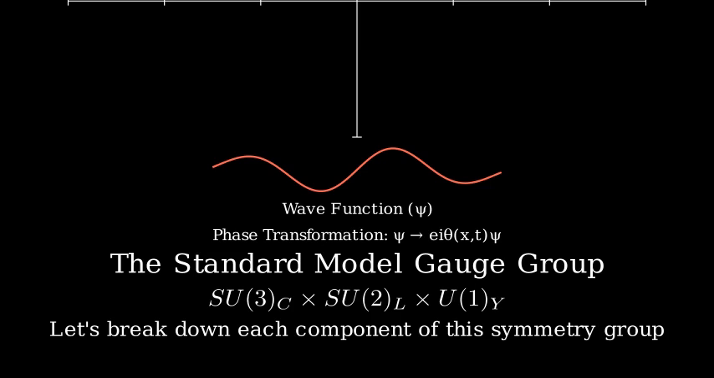This part of the Standard Model describes the strong force, which binds quarks together to form protons, neutrons, and other hadrons. The gauge bosons associated with SU(3)_C are the gluons. There are 8 different gluons that mediate the strong force. Gluons carry color charge themselves, which leads to unique properties of the strong force, like confinement.